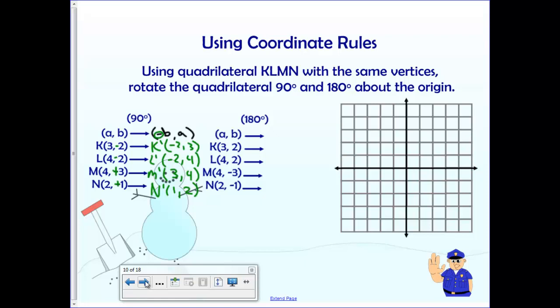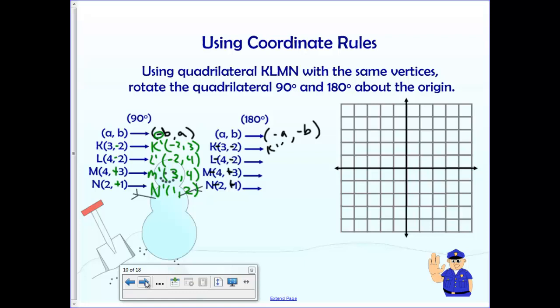What happens if we go 180 degrees? What's the rule for 180? Negative A, negative B. So we change the signs on both of them. But does the order switch? No. So I change the signs on both of them. So I'm going to go boom, boom, boom, boom, change the signs on all these guys. And then you can clean it up.